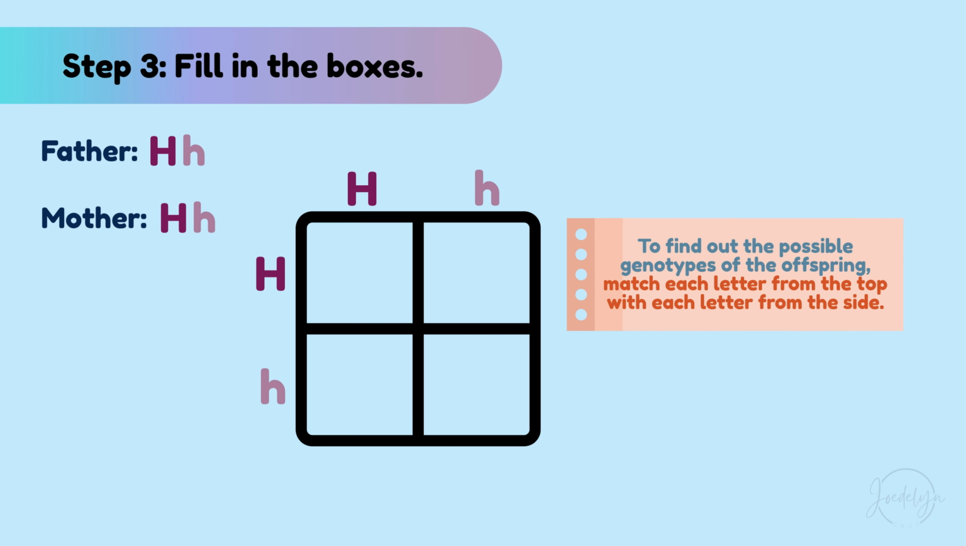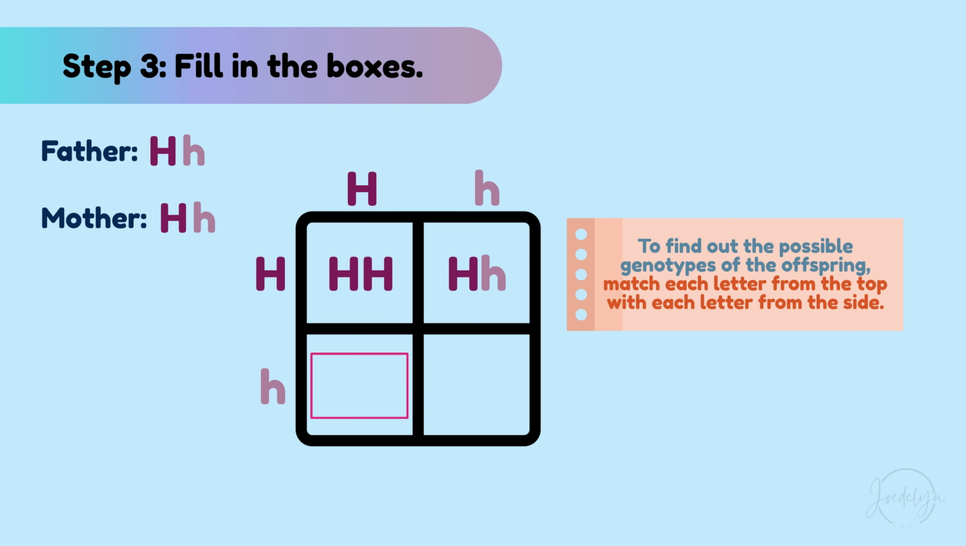Step 3. Fill in the boxes. To find out the possible genotypes of the children, simply match each letter from the top with each letter from the side. Let's go through them one by one. In the top left box, we match H from the top with H from the side. So that gives us HH. In the top right box, we combine h from the top with H from the side. That's Hh.